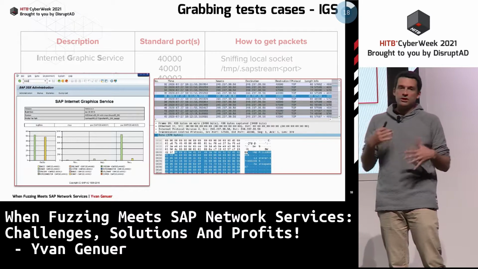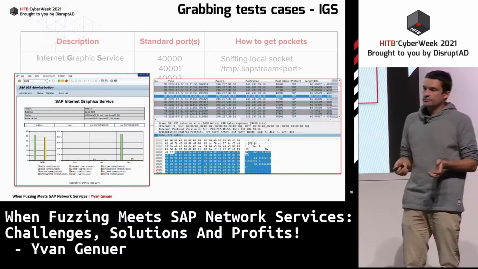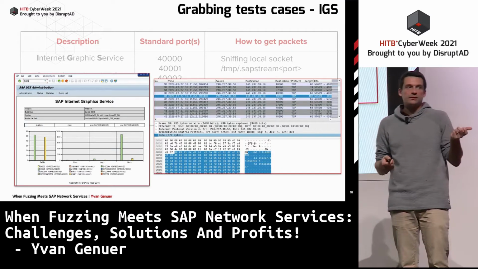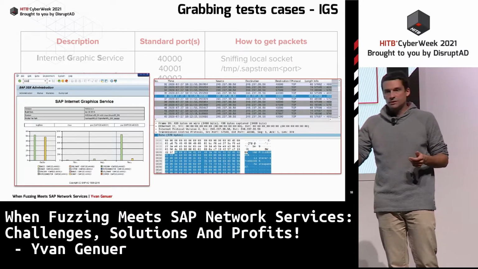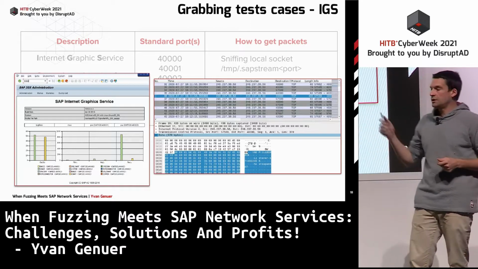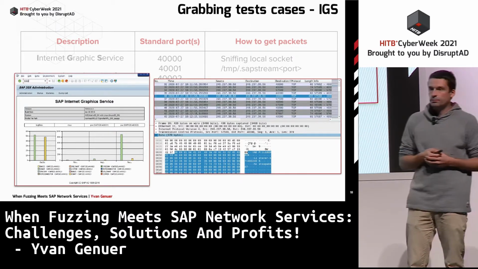So how to generate packets? Just log in to the system, use the IGS administration dashboard, and then you can perform some activity, generate charts, etc., and you get a lot of packets like that.